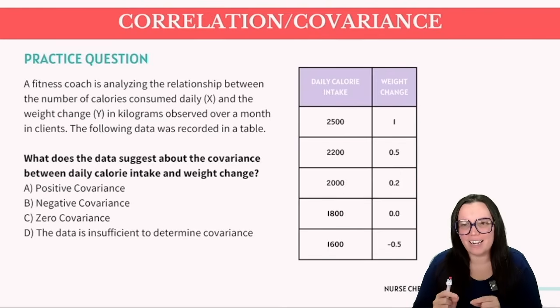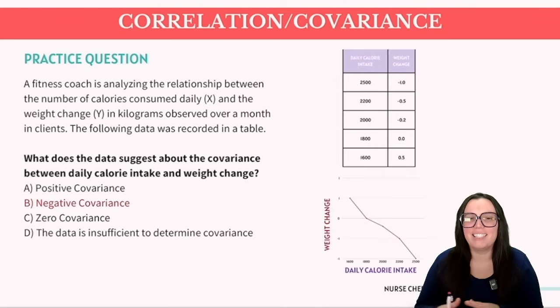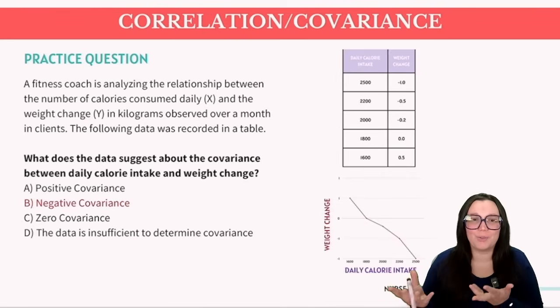A fitness coach is analyzing the relationship between the number of calories consumed daily, that's our X, and the weight change, Y, in kilograms observed over a month in clients. The following data is recorded in a table. What does the data suggest about the covariance between daily caloric intake and weight change? Do we have A, positive covariance, B, negative covariance, C, zero covariance, or D, the data is insufficient to determine covariance? And the correct answer is B, we have a negative covariance.